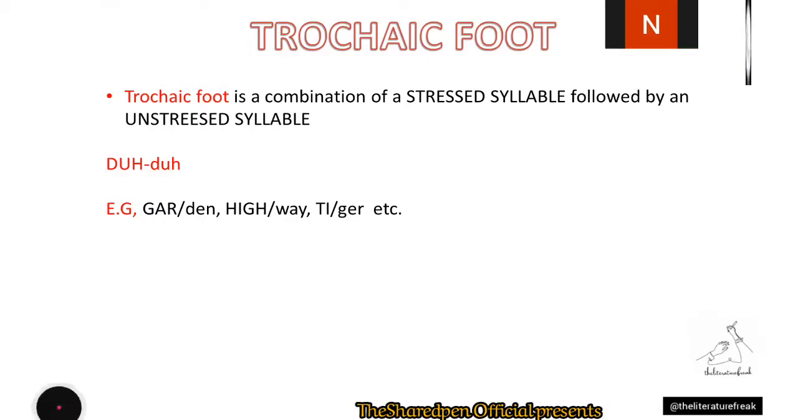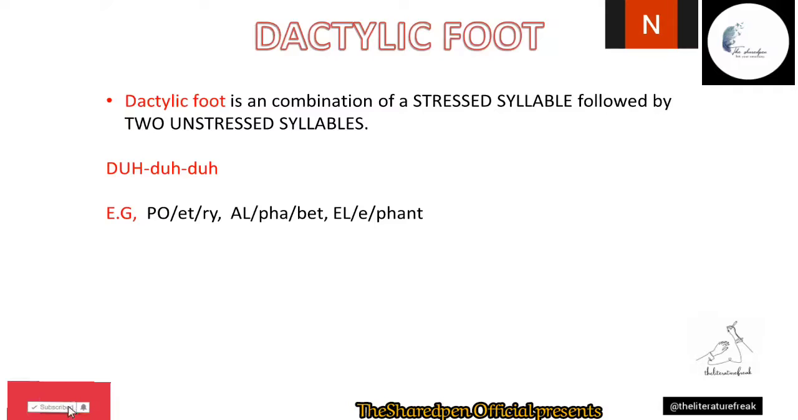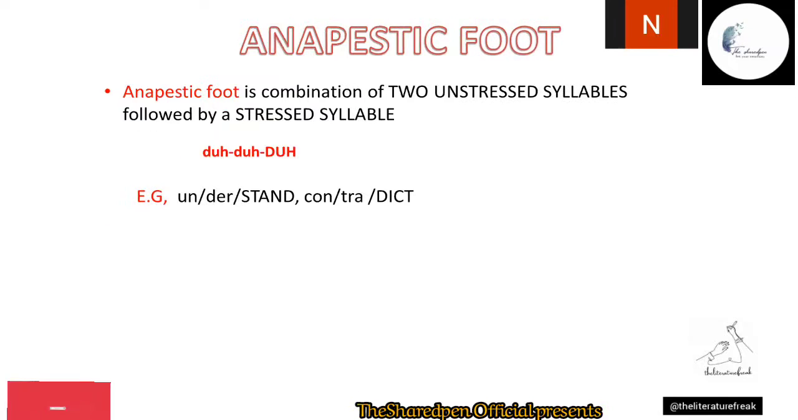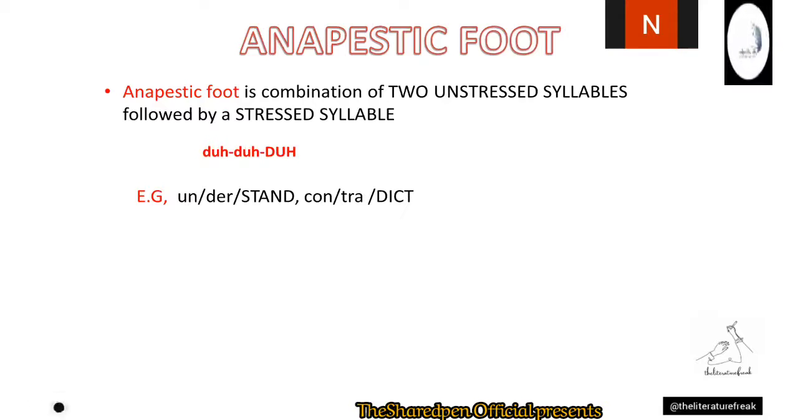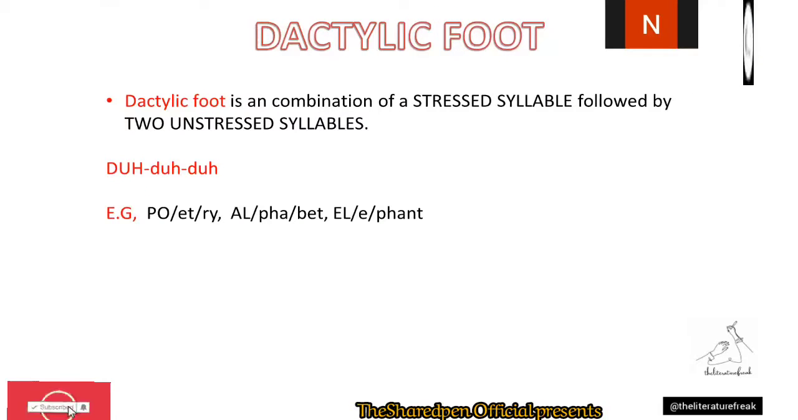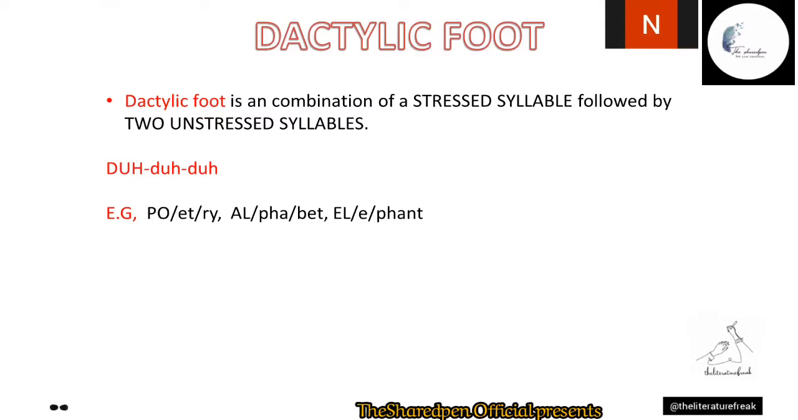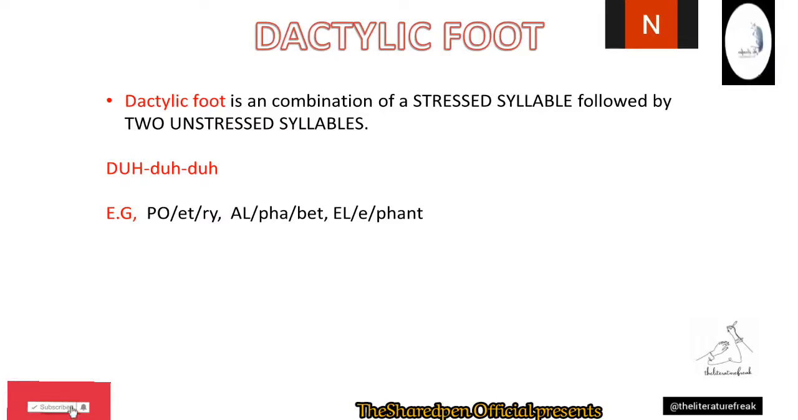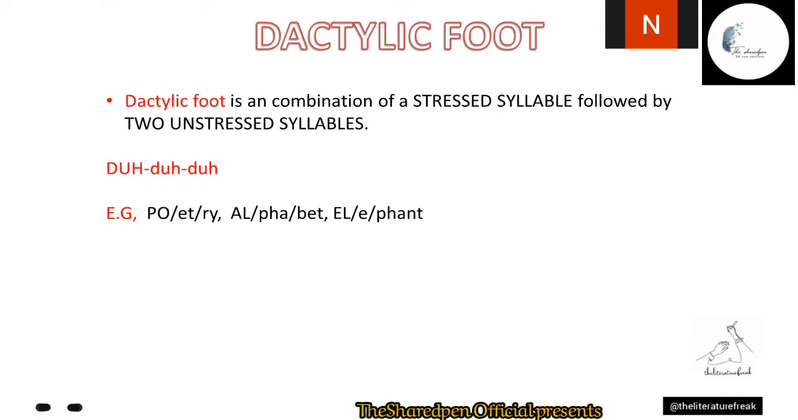And another one is dactylic foot. Dactylic is the opposite of which one? Dactylic is the opposite of anapestic. It will be DUM-da-da, stressed followed by two unstressed, like poetry, alphabet, elephant. It will be like this: one stressed and two unstressed. It will be dactylic. Then there are two more.